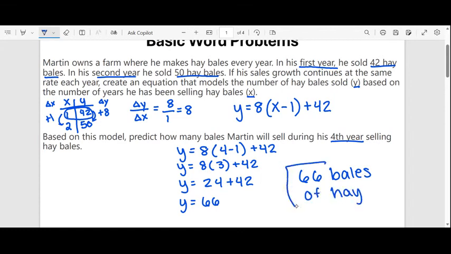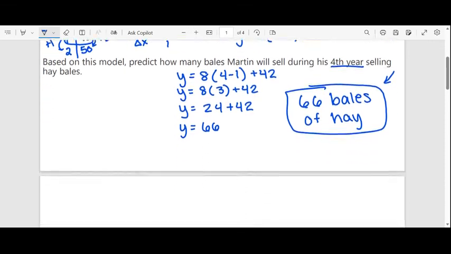Okay, so that is just a basic linear word problem. We're going to do a couple similar ones. I have a total of 4 examples. They're going to be the exact same process. So we are going to write them in point slope form like this, and then we're going to solve for a y value by plugging in a value for x.